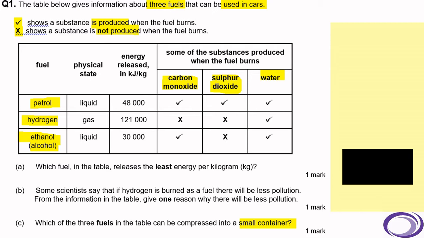Now your three questions for this slide are: which fuel releases the least energy? Some scientists say if hydrogen is burned as a fuel there will be less pollution. From the information in the table, give one reason why there will be less pollution. And which of the three fuels could be compressed into a small container?